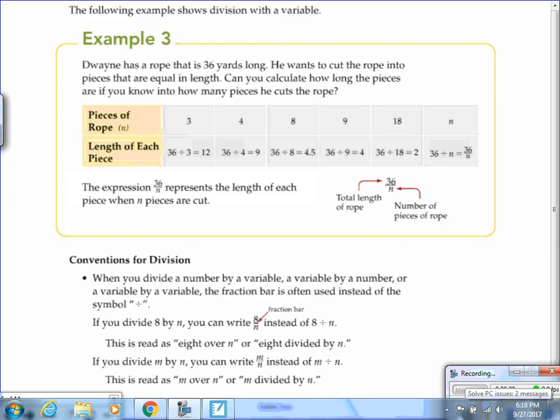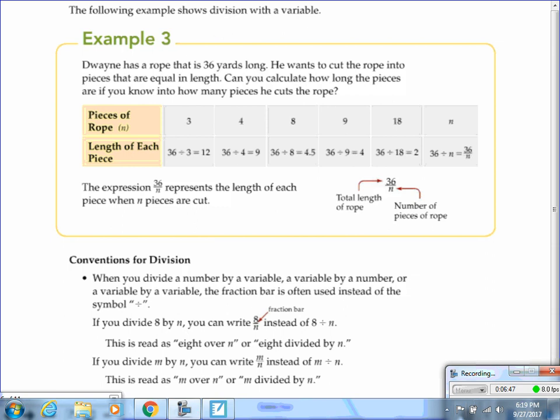All right, this next one here involves division. So in this example, it says Dwayne has a piece of rope, it's 36 yards long. He wants to cut the rope into pieces that are equal in length. Can you calculate how long the pieces are if you know into how many pieces he cuts the rope? So again, they're going through the examples there.